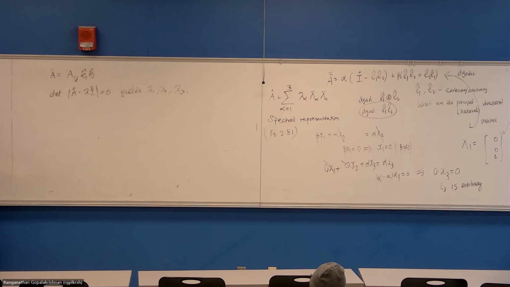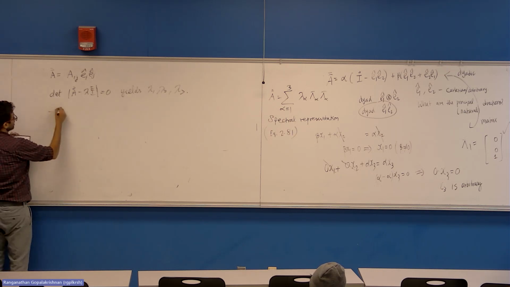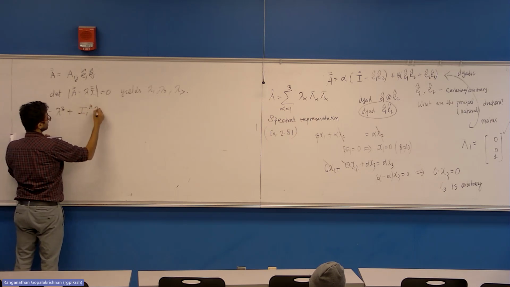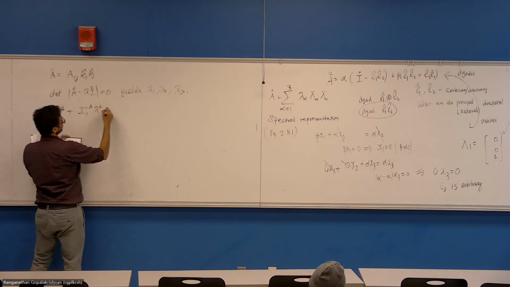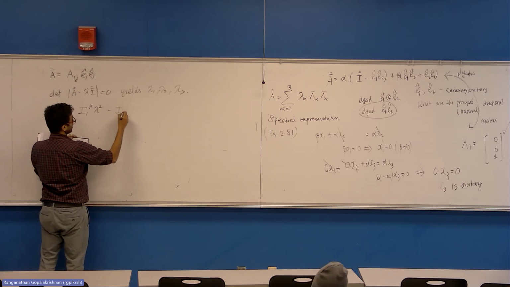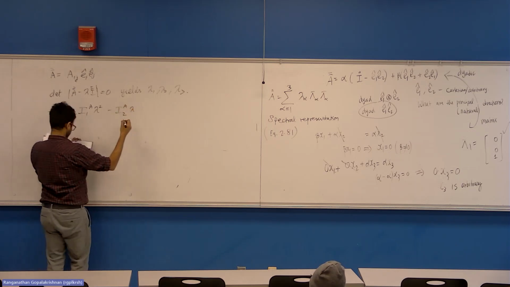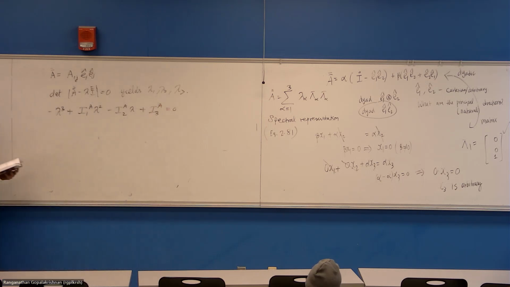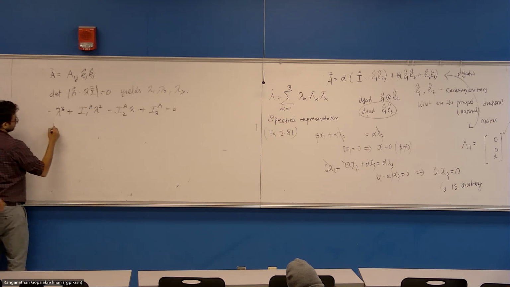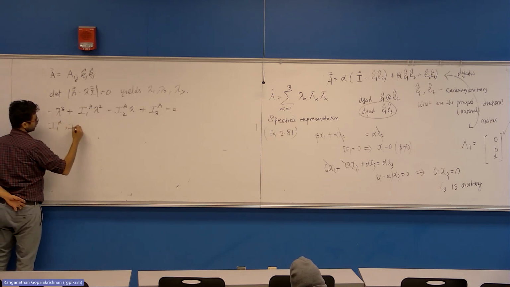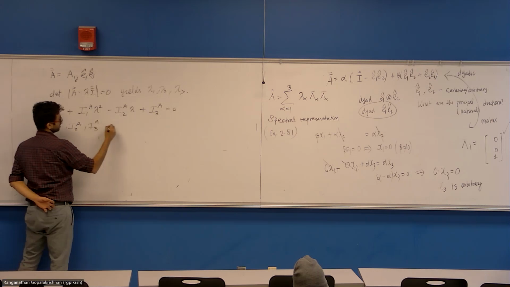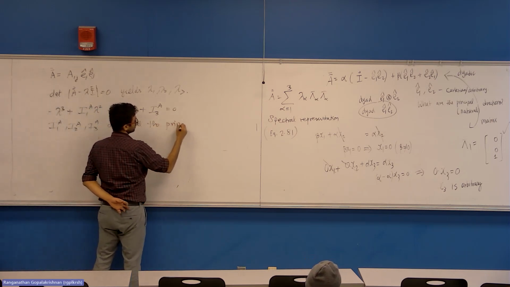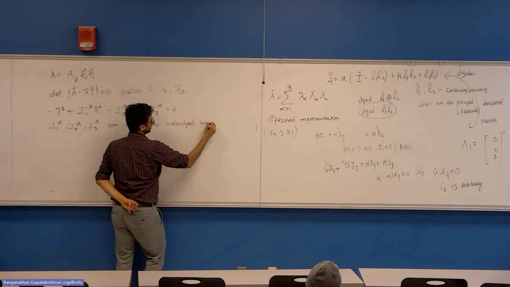Of course, you can write this equation as minus lambda cube plus I1A lambda squared minus I2A lambda plus I3A. I1A, I2A and I3A are called the principal invariants.